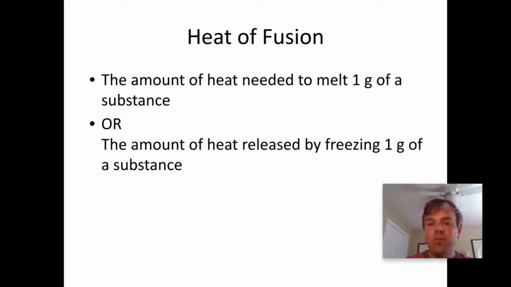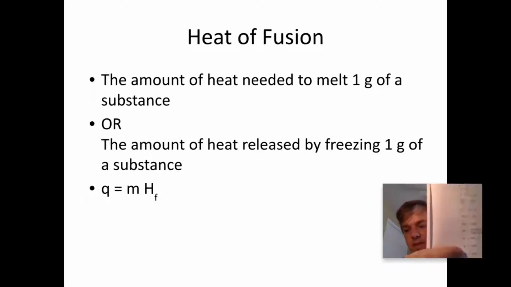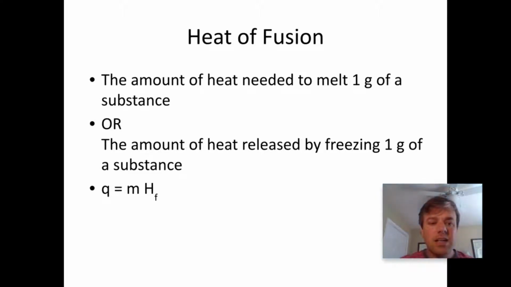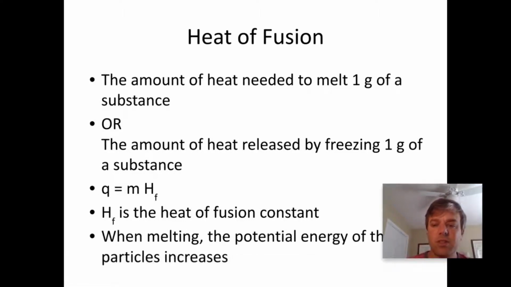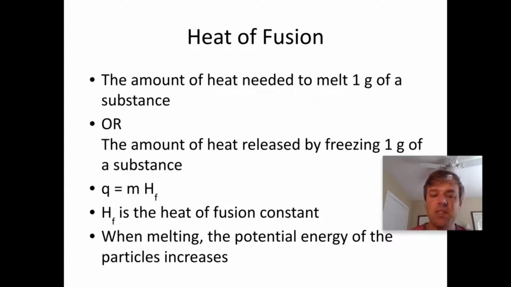There's a simple formula on page 3 of your reference tables that says Q equals M times HF. It's found right there on page 3 of your reference tables. And HF is the heat of fusion constant. With this formula, the other thing to know is that when you're melting, the potential energy of the particles that you're working with increases.